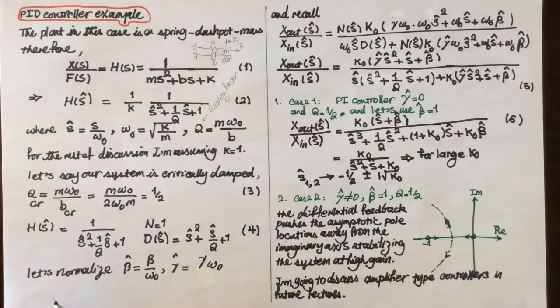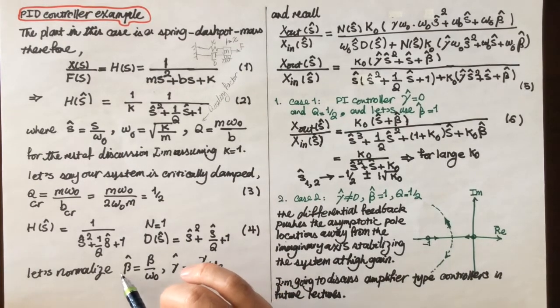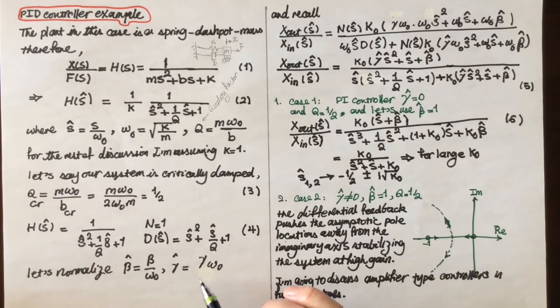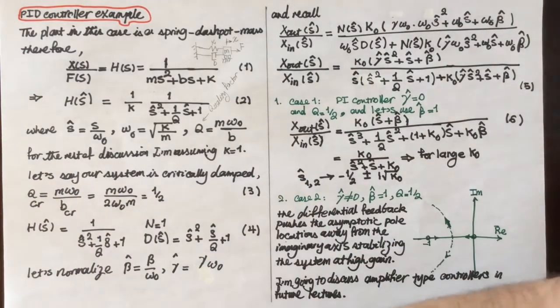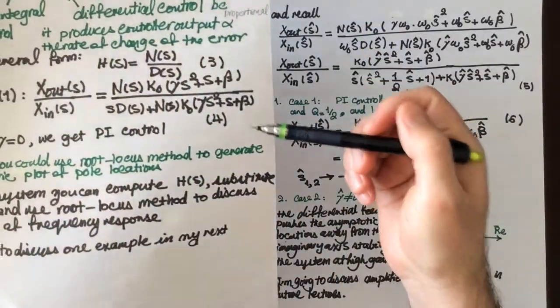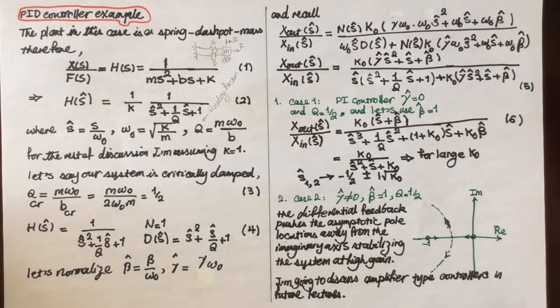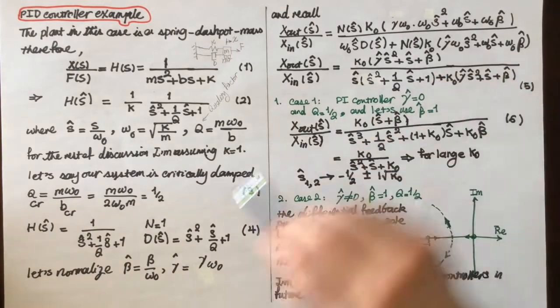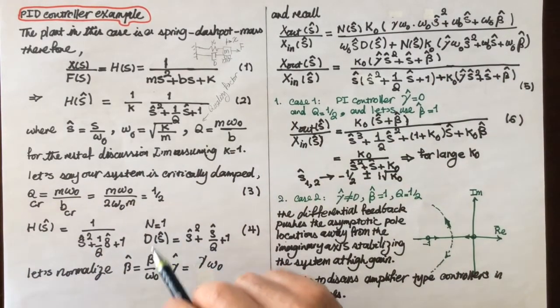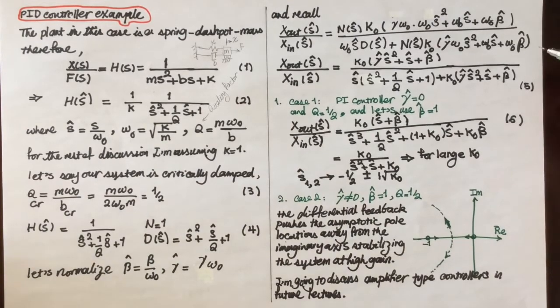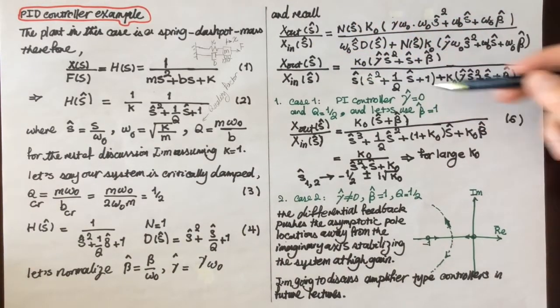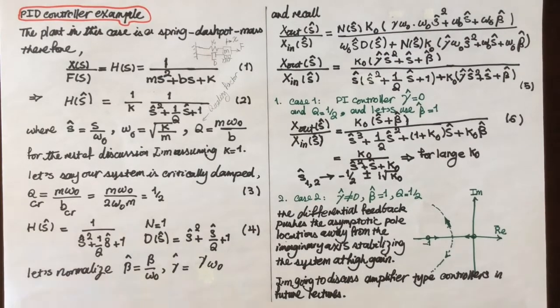And once I do that, I'm going to also use a couple of other variable changes. I'm going to replace beta with beta hat, and replace gamma with gamma hat. All I need to do is go back to our general equation, x out and x in, equation 4, and replace N and D with my N and D for this plant, and I end up having this x out versus x in. So it's pretty straightforward, right?